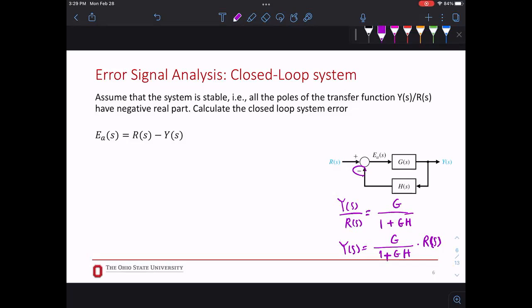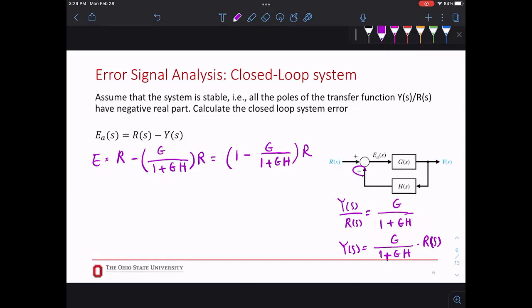Okay, so now I can replace y and see what I get. So error is r. I'm gonna just skip all the s's. G over 1 plus GH R. I'm going to factor out R. Why am I doing this? Because I want to see the error and to see how the error changes with my input and my transfer functions. That's why I wrote it this way.